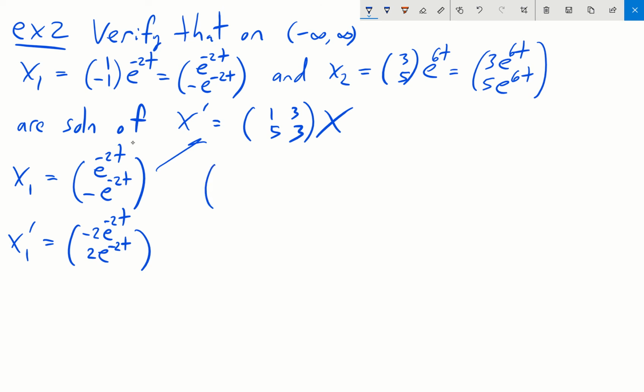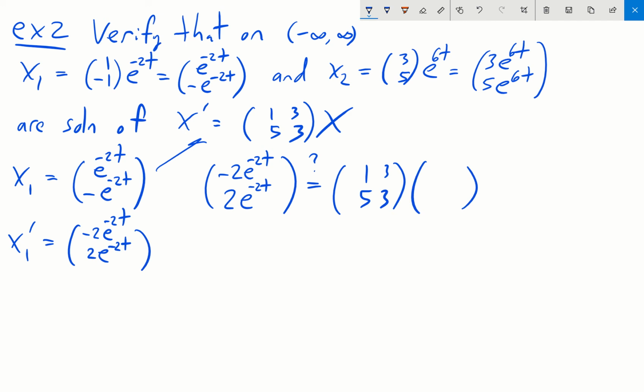So the left-hand side would be negative 2 e to the negative 2t, 2 e to the negative 2t, and we're checking whether this is equal to that 2 by 2 matrix, 1, 3, 5, 3, multiplying x1, which is e to the negative 2t, negative e to the negative 2t. So we're asking this question: is x1 prime equal to A times x1?